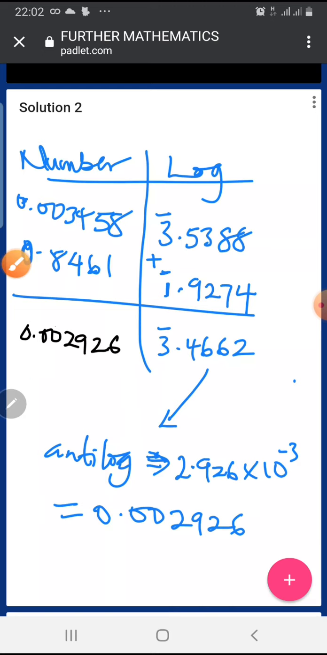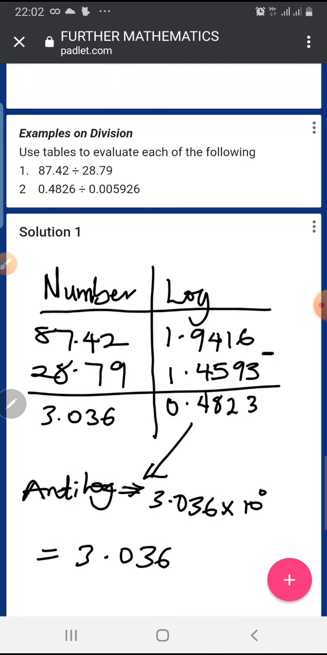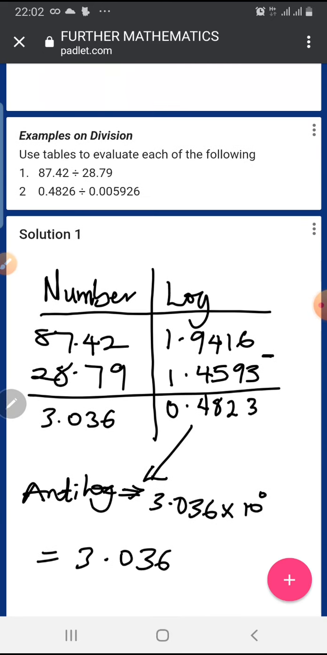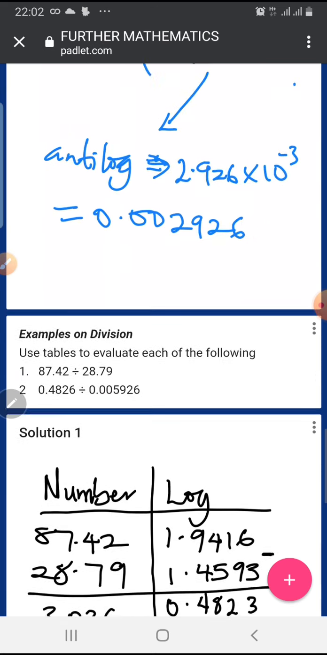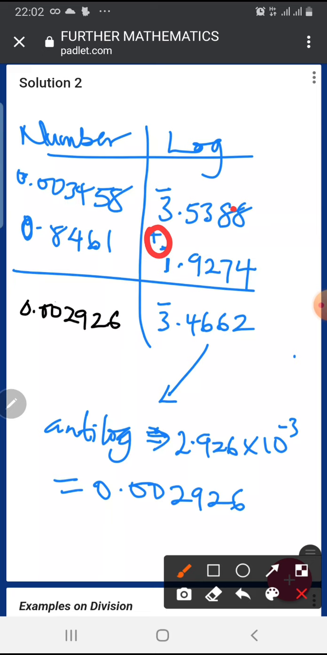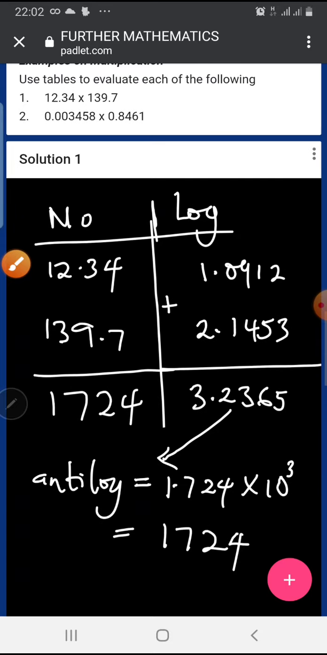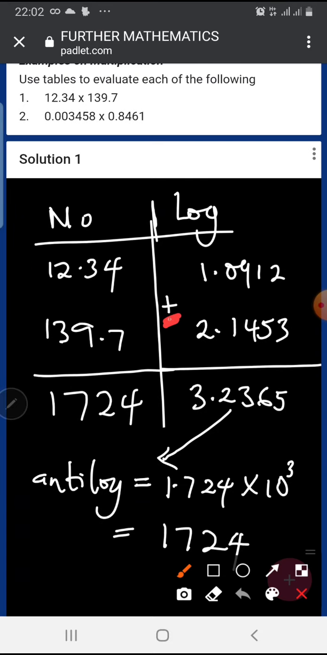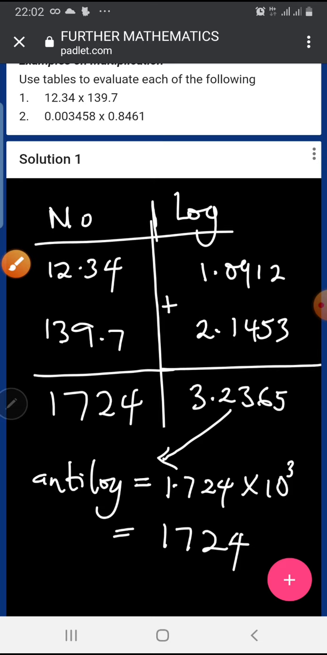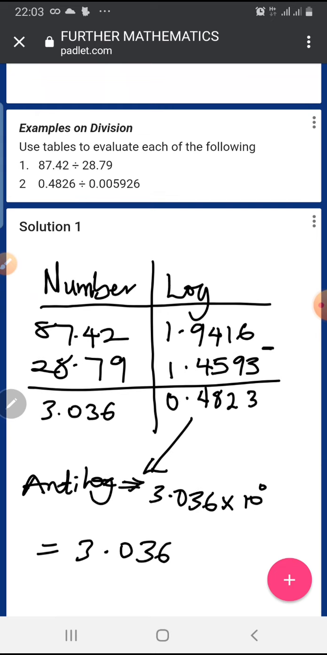It's as easy as eating banana. I believe you are following me. Now, let's go to division. That is for multiplication. If you could recall, I told you that when it is multiplication, under your logarithm, your multiplication will turn to addition, like we have here. Now let's go to division. You have used tables to evaluate each of the following.